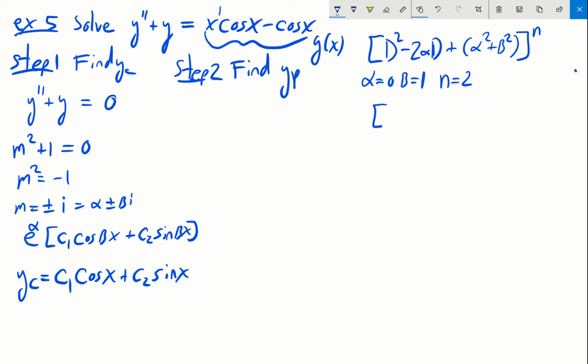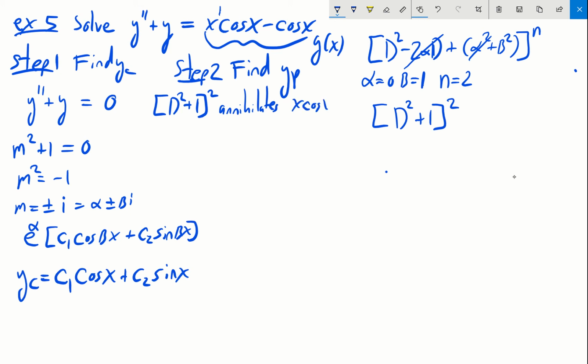So this differential operator here is going to be D squared. If alpha is 0, then this part doesn't show up. That part doesn't show up. Beta is 1, 1 squared is 1. And then it's going to be to the second power. So the operator D squared plus 1 squared is going to annihilate x cosine x minus cosine x.